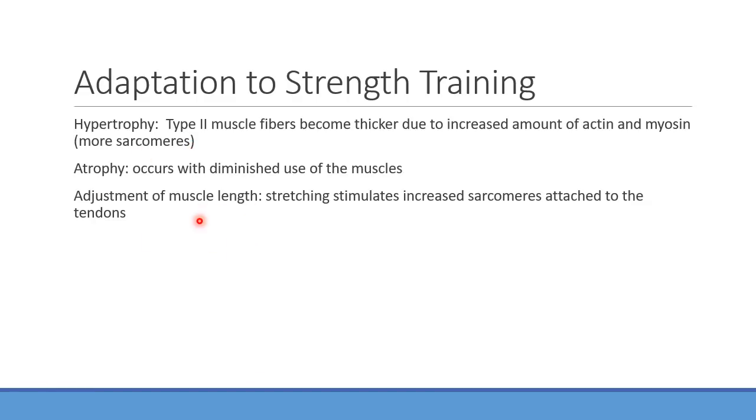And then also things like adjustment for muscle length. If you have chronic stretching of the muscles, this can also increase the sarcomeres attached to the tendon. So you increase the muscle from the tendon end of things and make them a little more functional. That's why you want to make sure you stretch normally, because otherwise those muscles tend to get stronger, but then they're a lot shorter, and you lose some mobility.